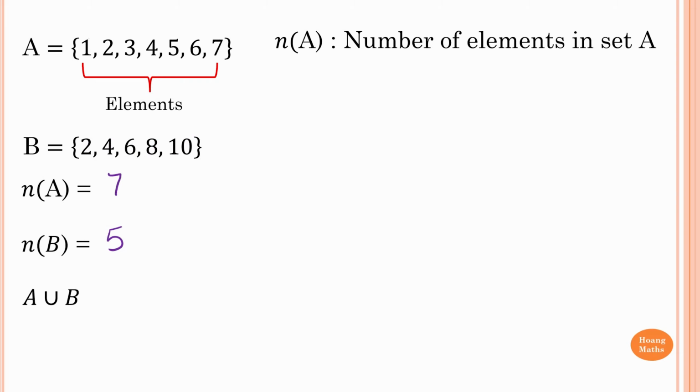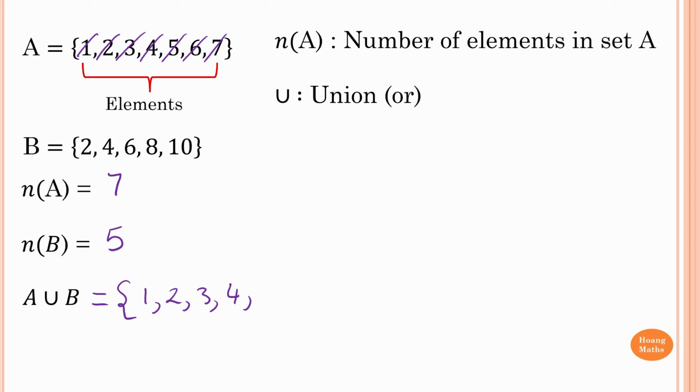A or B. This symbol means or, union if you like. We write down all the elements in A and all the elements in B as well. But when an element is in both, such as 2, 4, and 6, we only need to write it once. So this is equal to 1, 2, 3, 4, 5, 6, 7.